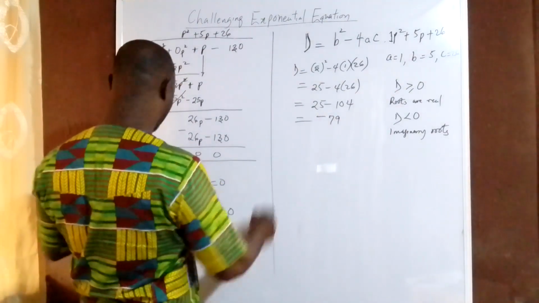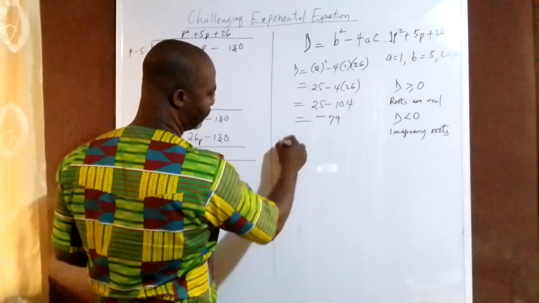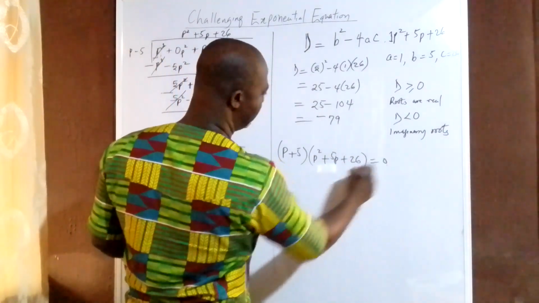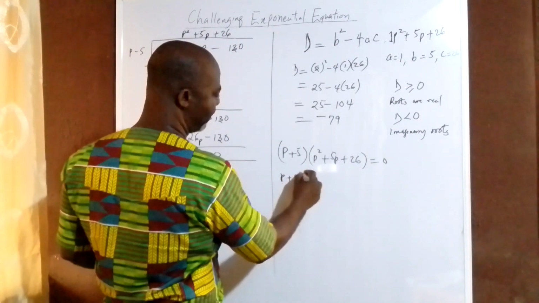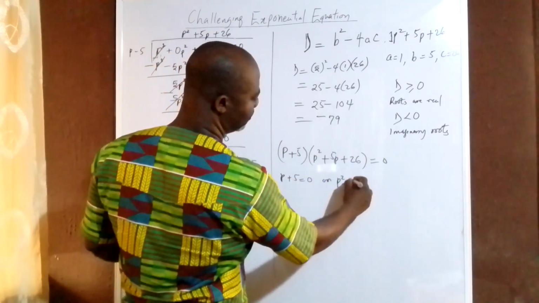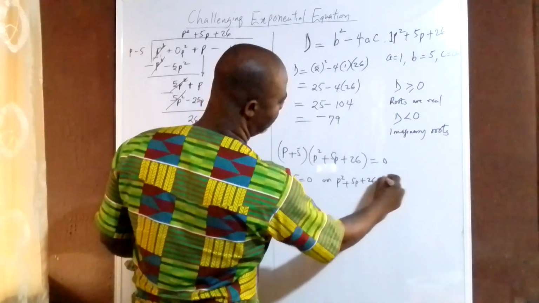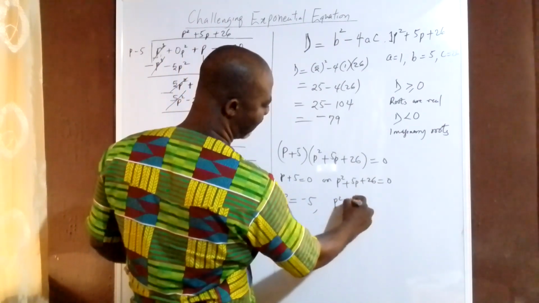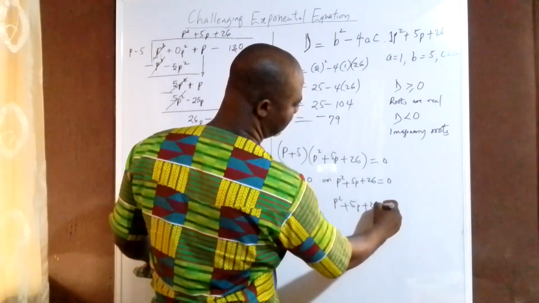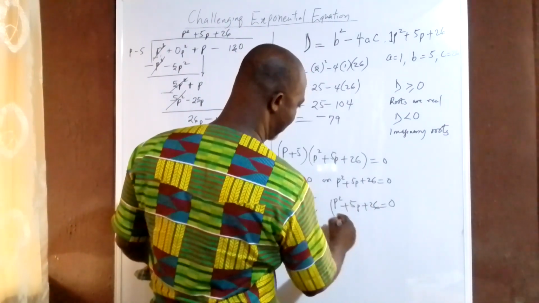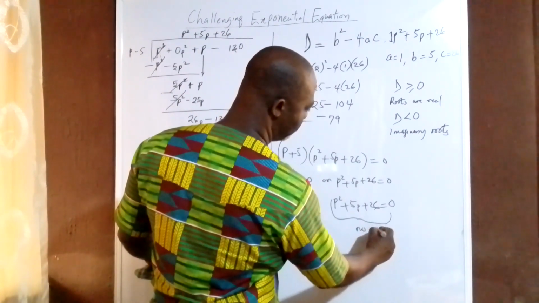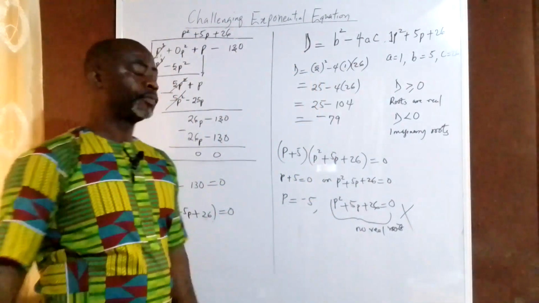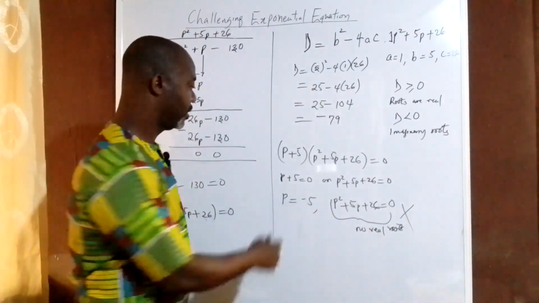Therefore, from here we can conclude that p minus 5 times p squared plus 5p plus 26 equal to 0. So p minus 5 will equal to 0, or p squared plus 5p plus 26 equal to 0. And then p squared plus 5p plus 26 will have no solution. This particular expression has no real roots, and therefore it will be rejected.